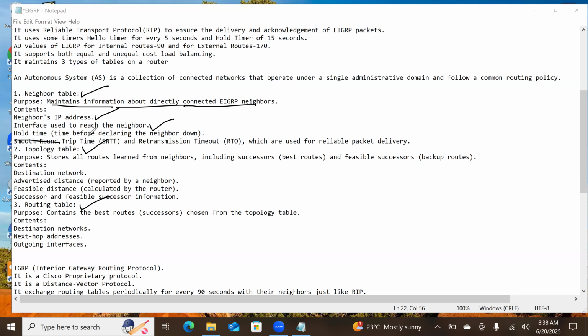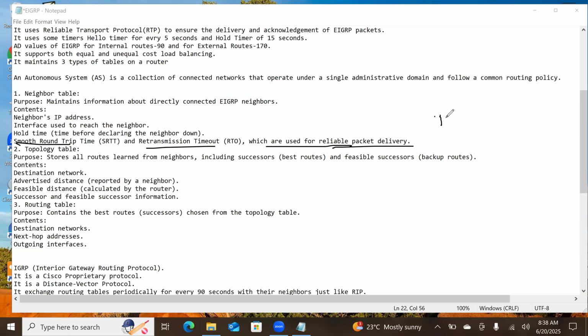It is the time that will be used for declaring the neighbor is down. It is going to wait for only 15 seconds, and after that it will be declared down if it is not replying to hello messages. It also uses timers, the smooth round trip time, SRTT, and the retransmission timeout, which are used for reliable packet delivery.